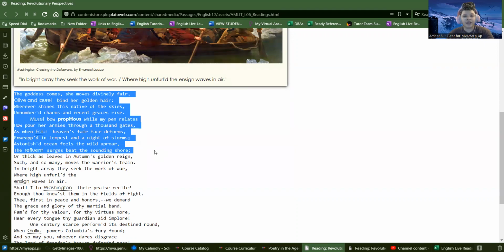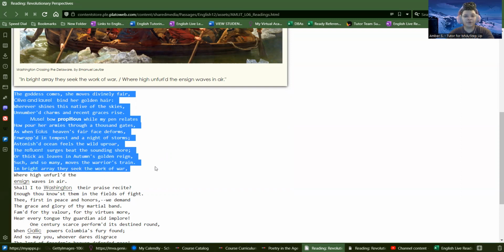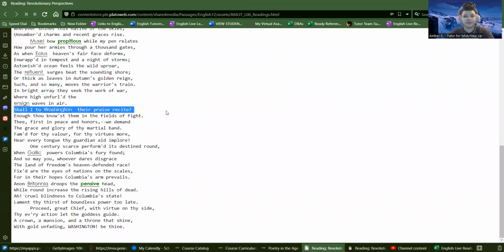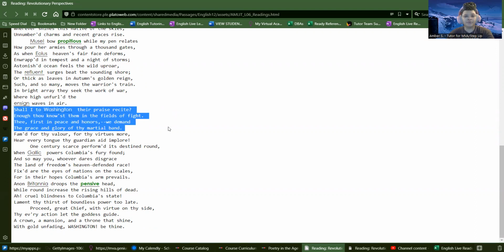Or thickest leaves in autumn's golden rain. Such and so many moves the warrior's train. In bright array they seek the work of war, where high unfurl the ensign waves in the air. Shall I to Washington their praise recite? Enough thou know'st them in the fields of fight. Thee, first in peace and honors, we demand the grace and glory of thy martial band. Famed for thy valor, for thy virtues more, hear every tongue thy guardian aid implore.